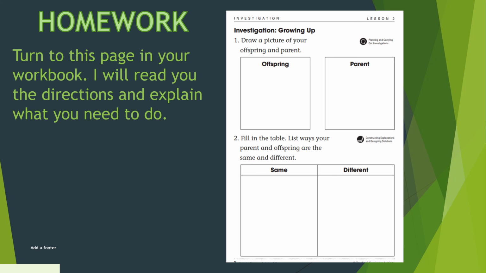Number 2, fill in the table and list ways that the parent you drew and the offspring are the same and different. Now, we did this earlier today with horses and roses, right? So let's think about your offspring. How is the offspring the same as the parent? List at least 2 ways that it's the same. And then I want you to list 2 ways that it's different. I want you to finish this page before you stop science for the day.